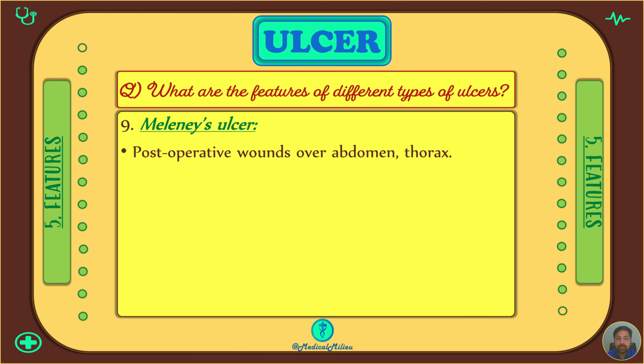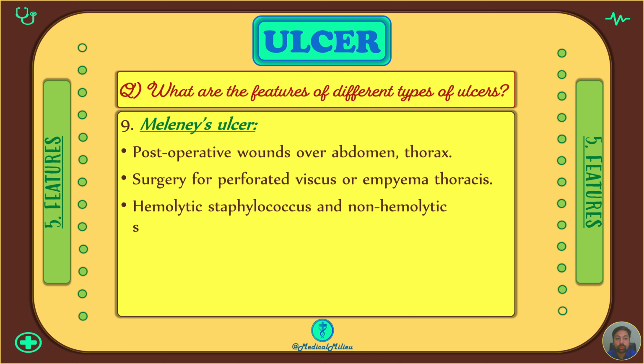A Meleney's ulcer is an ulcer caused in the postoperative wounds over the abdomen and thorax. They occur after surgery which was performed for perforated viscus or empyema thoracis. The ulcer occurs because of symbiotic infection with microaerophilic hemolytic staphylococcus and non-hemolytic streptococcus.